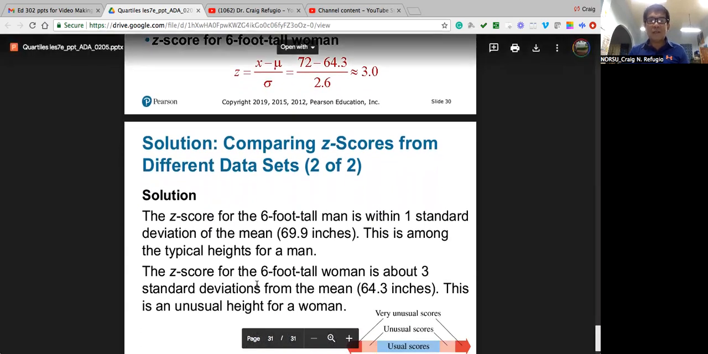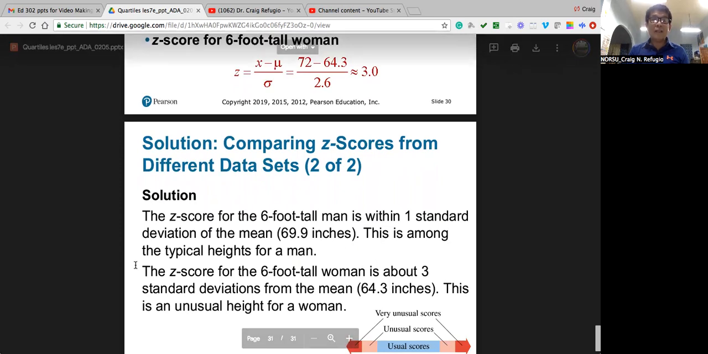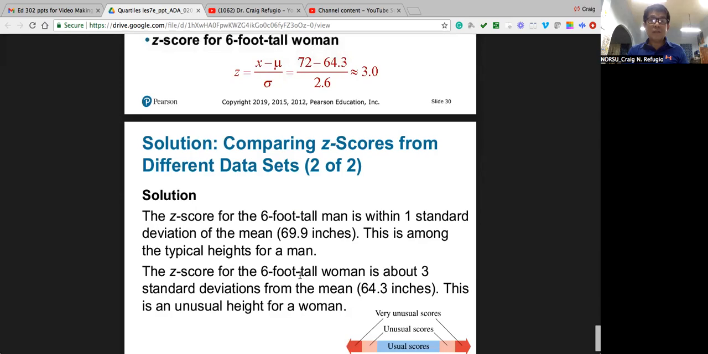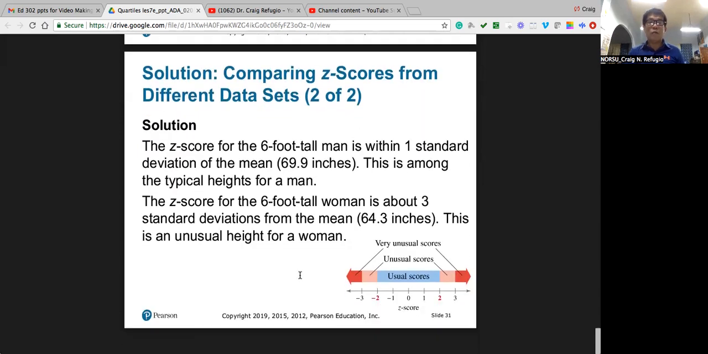So the z-score for the 6 foot tall man is within one standard deviation of the mean, 69.9 inches. This is among the typical heights for a man. The z-score for the 6 foot tall woman is about 3 standard deviations from the mean, 64.3. This is an unusual height for a woman.